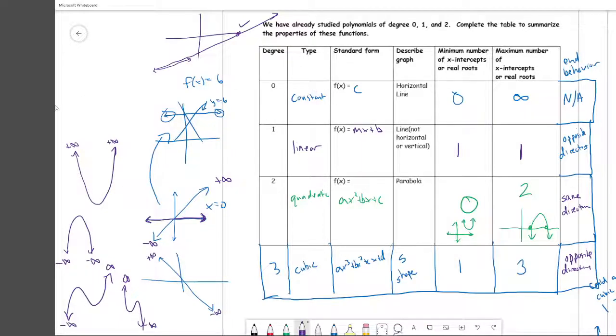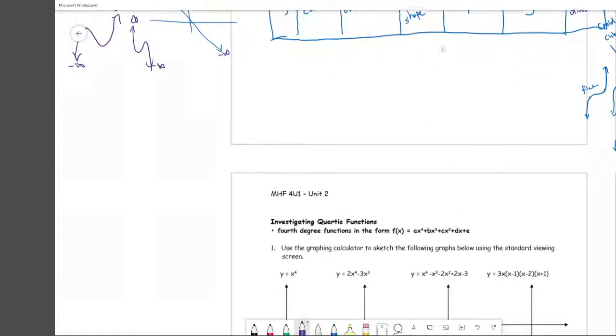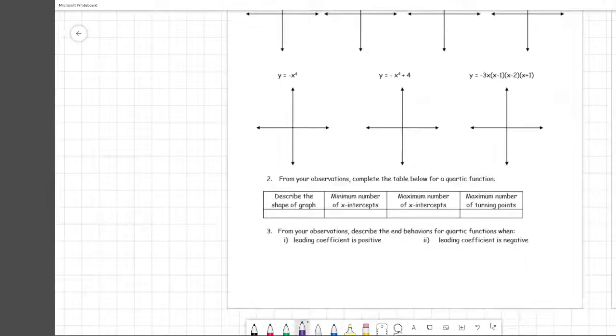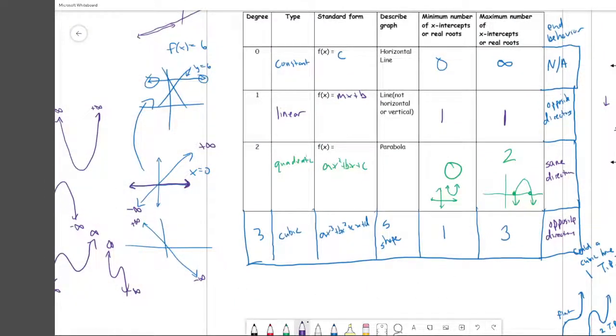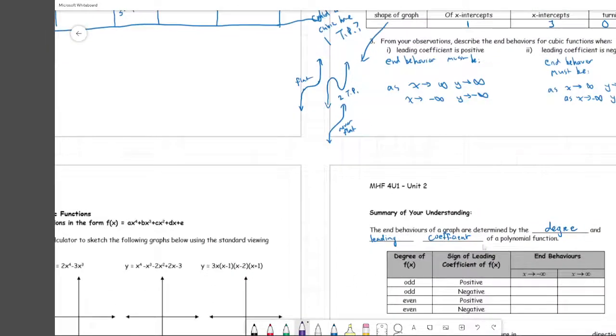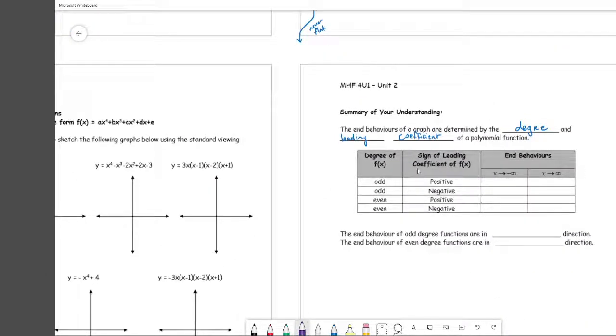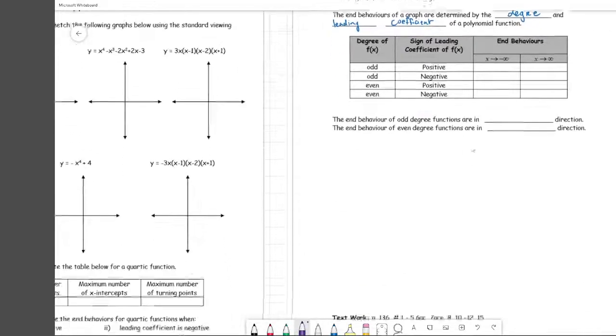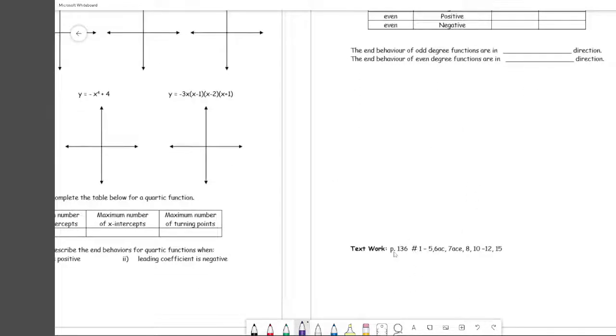Do the page with the quartics. Fill out this page to the best of your ability. Go back up here and add another row for quartics, and then see if you can figure out what this is talking about. Can you tell the end behaviors based on the degree of the function and the sign of the leading coefficient? And can you notice a pattern for functions that have even degrees or odd degrees? That's what this is going to be looking for. So for the rest of the period, finish up that part of the lesson on your own, and then take a look at the homework there.